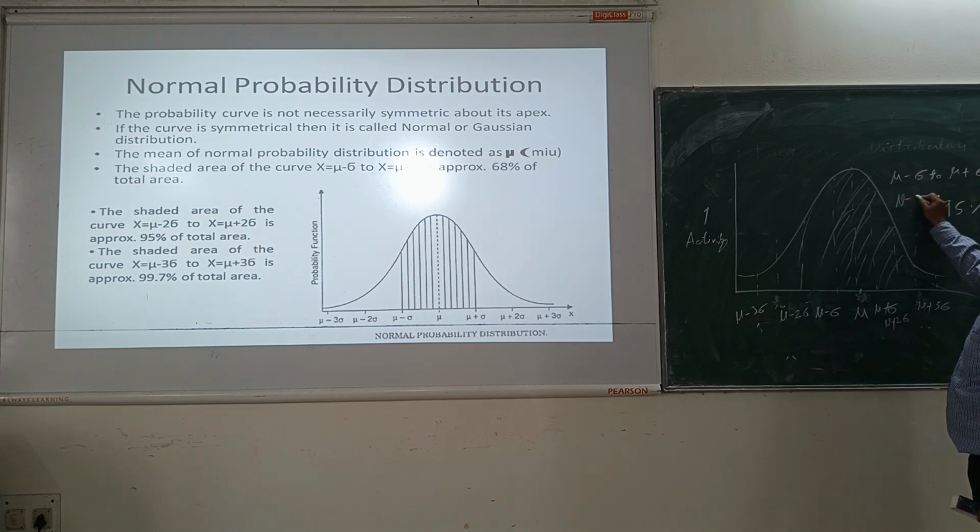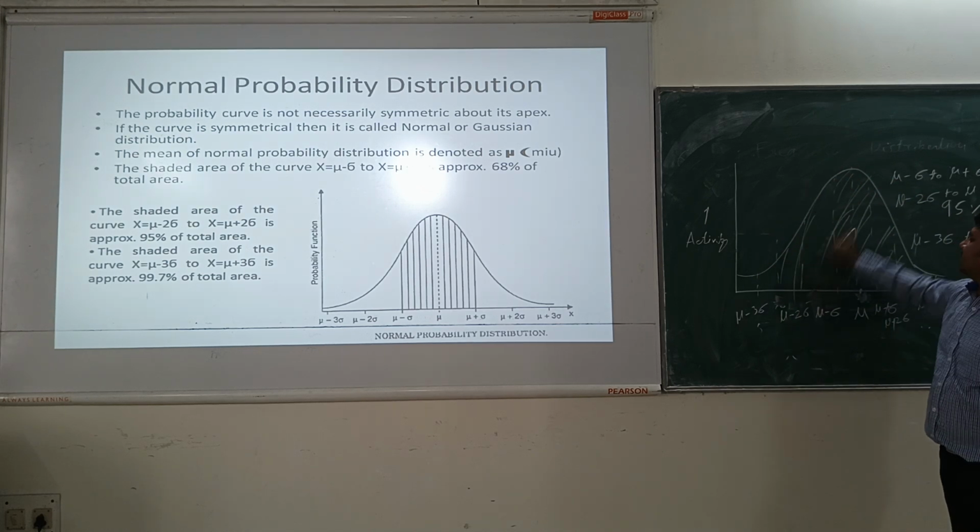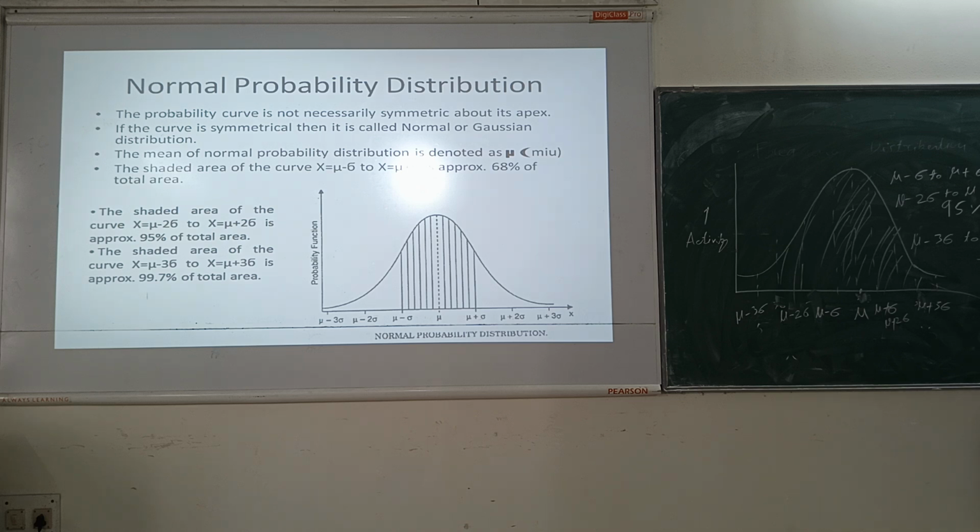Mu minus 2 sigma to mu plus 2 sigma will have the probability of covering 95% of the curve, and mu minus 3 sigma to mu plus 3 sigma will have a chance of 99.7%. 99.7% of the total area will be covered, which is almost equal to 1. Okay, let's say the total equals 1.